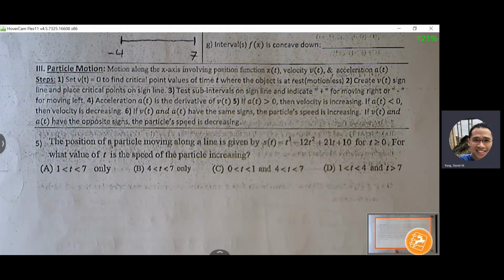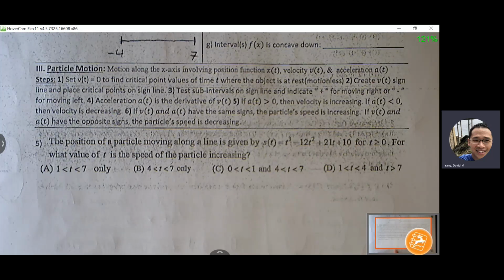Okay, so particle motion, we're going to find velocity, set velocity equal to 0, create a sign line. So we're basically creating a sign line very much like how we do with the first derivative test. It's just that now instead of calling it f prime, we're calling it velocity. And then a couple of things to note: if we're trying to determine whether speed is increasing or decreasing, we compare the signs, right? If the velocity and acceleration have the same signs, particle speed is increasing. If velocity and acceleration have opposite signs, particle speed is decreasing.